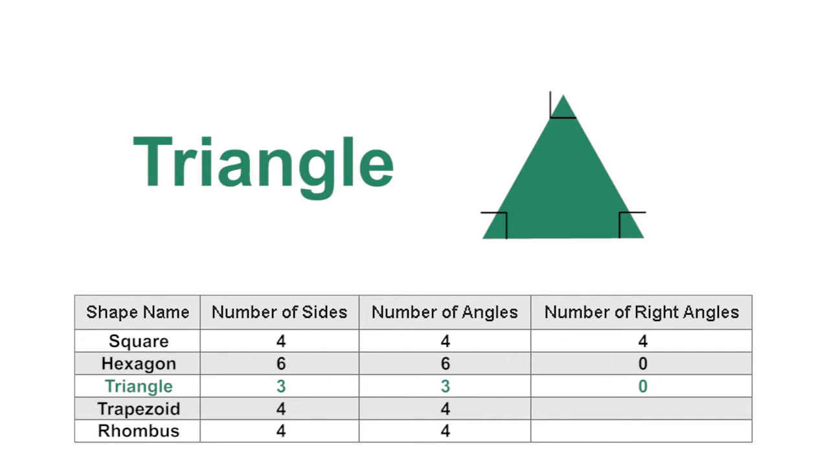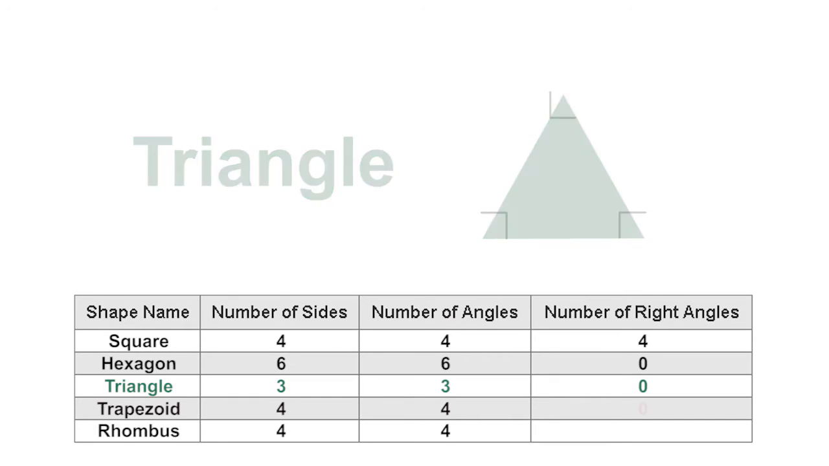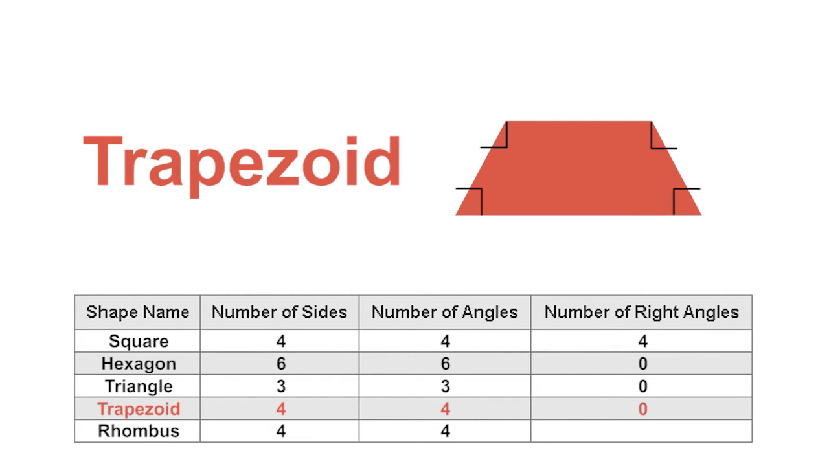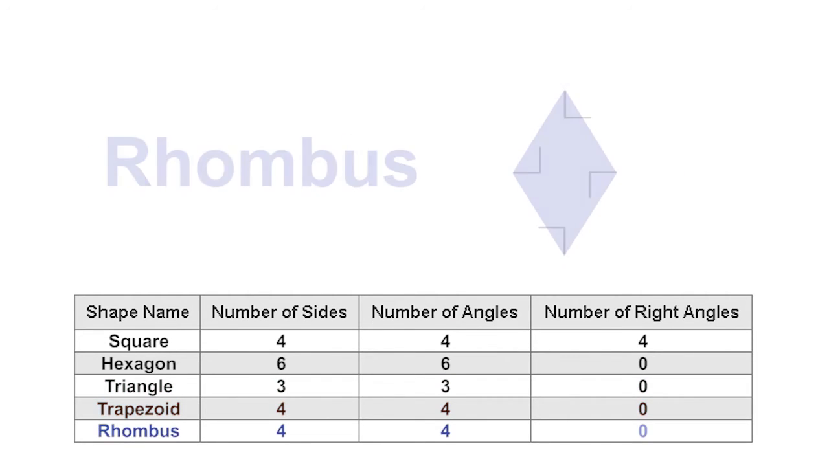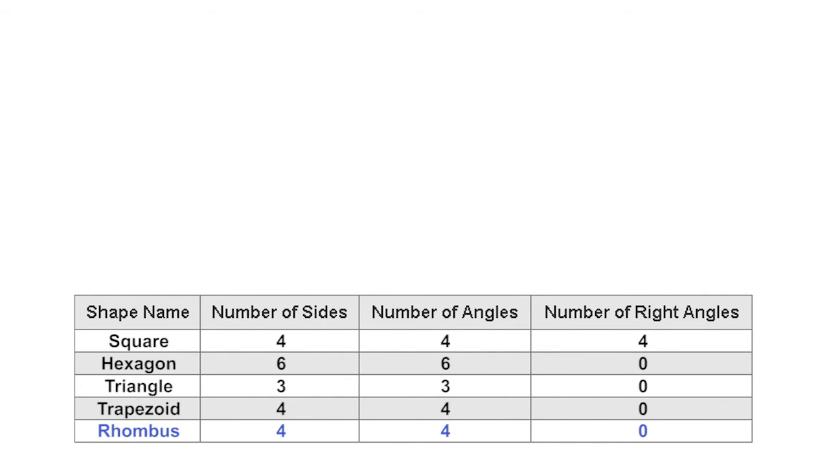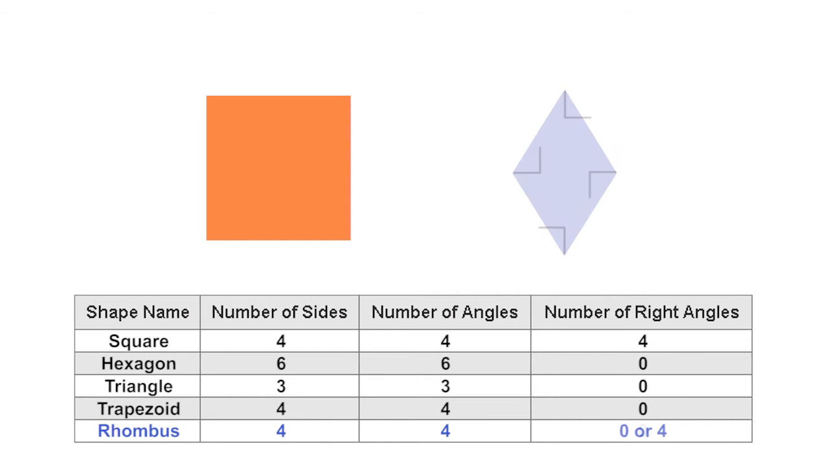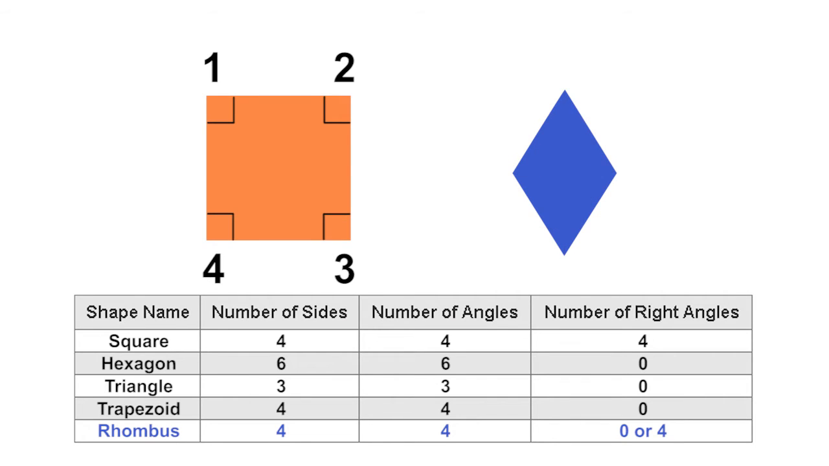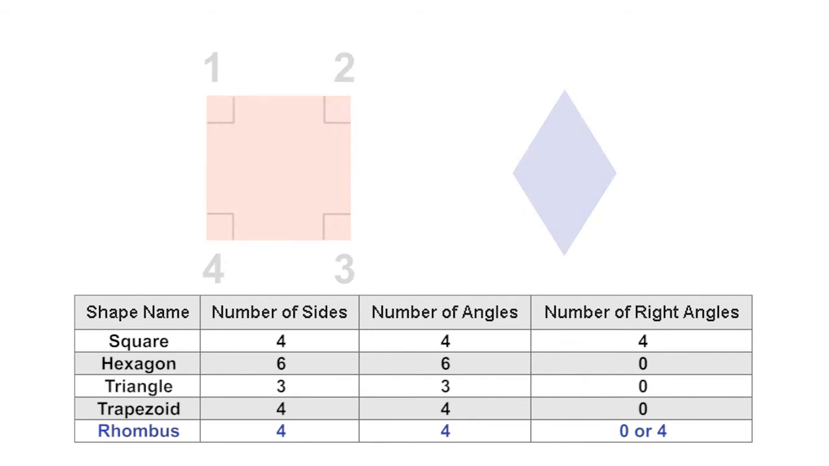The green triangle has 0 right angles. The red trapezoid has 0 right angles. The blue rhombus has 0 right angles. Let's look at a different type of rhombus. A square is another type of rhombus. A rhombus can either have 0 right angles, like the blue rhombus, or 4 right angles, like the square.